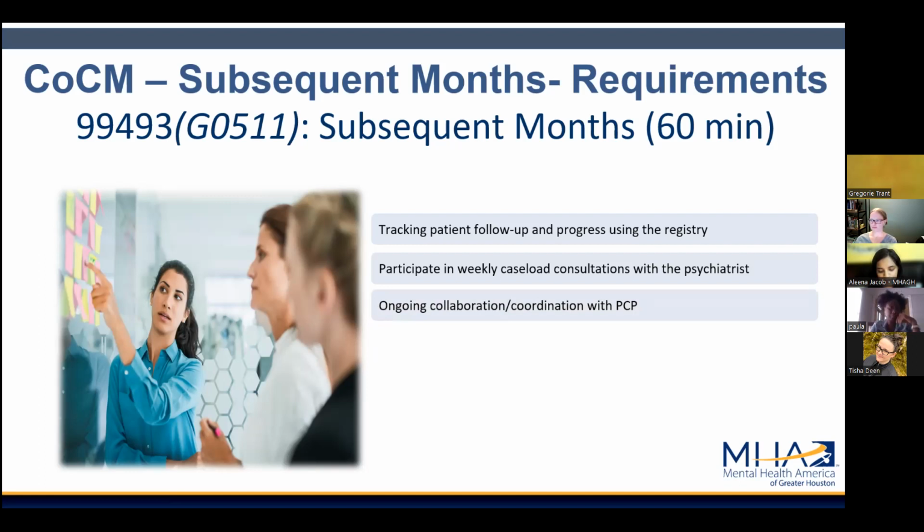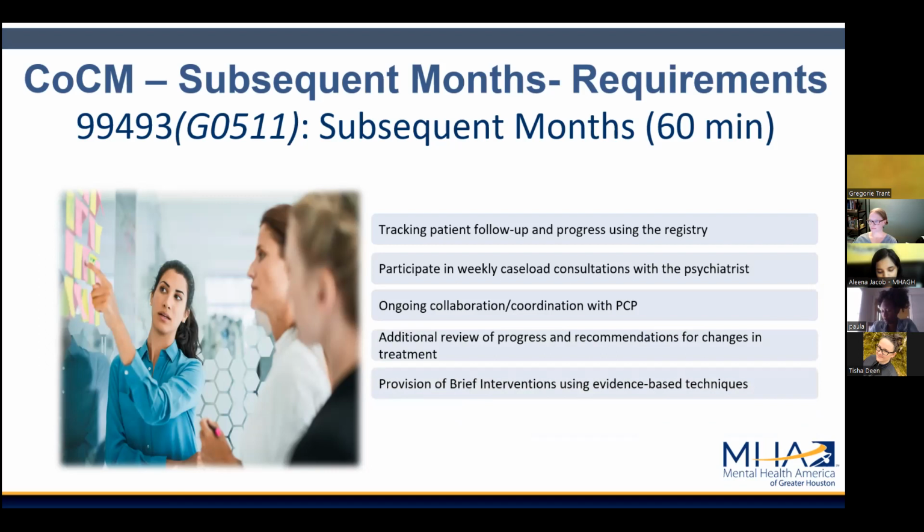You have to continue ongoing collaboration and coordination with the PCP. You're billing this all under his or her license, their license. So you better be talking with that person on a regular basis about how the patient is doing and what the psychiatric consultant is recommending. And then obviously add progress and recommendations for changes with the patient as you are getting feedback from the psychiatric consultant and the patient. You also need to be providing ongoing interventions, keeping up to date with what's happening with the patient, if they're following their treatment plan. And again, you will be using these validated screening tools as a part of the work for the month with the patient to be able to use this code.